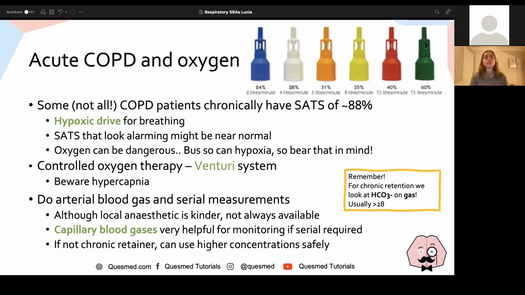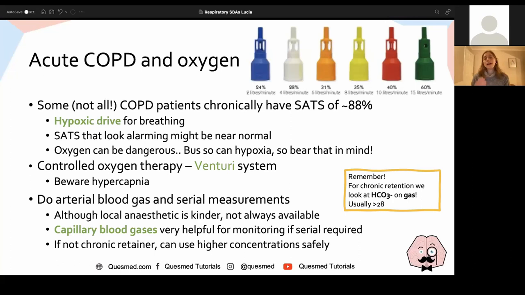And the only way really you're going to know whether they are a chronic retainer is if you do an arterial blood gas. So if someone is hypoxic in A&E and they have COPD, you're going to have to do that. I mean, you can estimate it from venous. Sometimes, especially respiratory consultants, aren't too keen on venous blood gases to estimate bicarbonate, although there's plenty of research that says that they're very comparable. And that's really what you'll be looking out for when it comes to retention of CO2. Look at the bicarbonate on a blood gas. And if it's more than 28, then yes, the patient is a chronic CO2 retainer and they should receive targeted oxygen therapy with a Venturi mask.